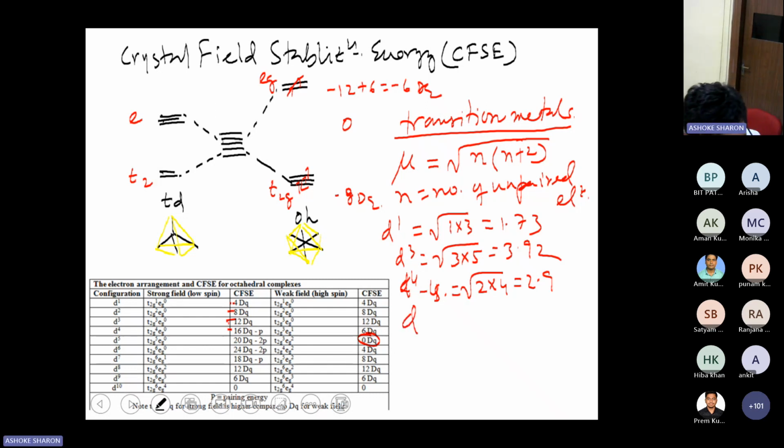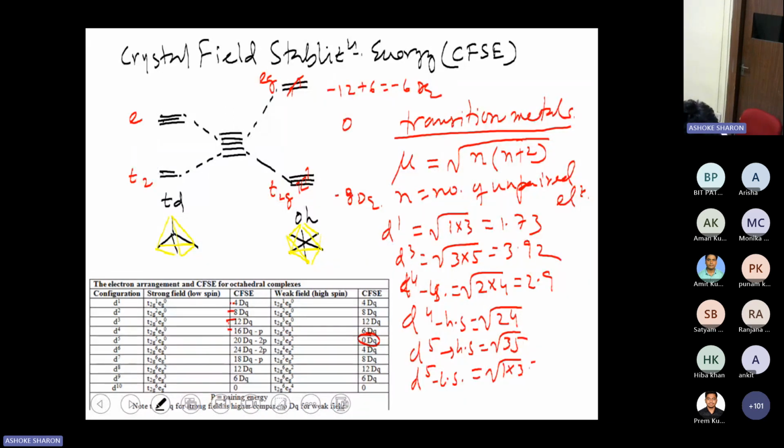But D4 high spin, there are 4 unpaired electrons, so it is root over 24. Similarly, for D5 high spin, it is root over 35. But for D5 low spin, it will be 1 unpaired electron, so root over 1 into 3, that is 1.73. So in this way, you can directly calculate the number of unpaired electrons by just feeding the electrons in the corresponding orbitals and directly calculate from this equation.